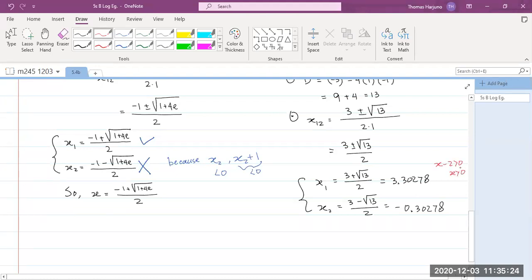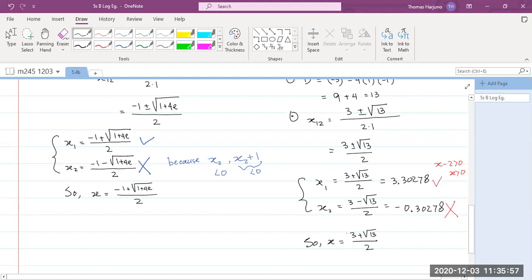Now notice that I wrote earlier that x minus 2 has to be positive or x has to be greater than 0, right? Therefore, I need to reject this one. I will accept this one. It is possible you accept both of them. It is possible you reject both of them. In this case, we only accept one of them. So x equals 3 plus square root of 13 over 2.